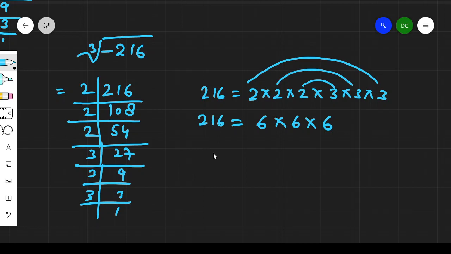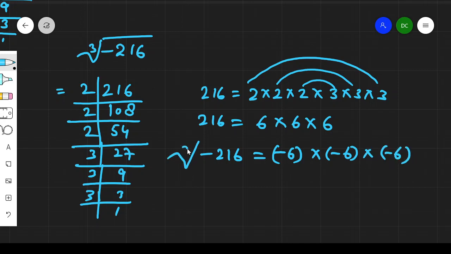But we have minus 216. So, can we write minus 6 into minus 6 into minus 6? So, if we need to find the cube root of minus 216, we can write this also. So, simply the answer will be minus 6. Okay. So, negative numbers can be solved, but if we have to find the square root of any negative number, it is not possible. Remember that.